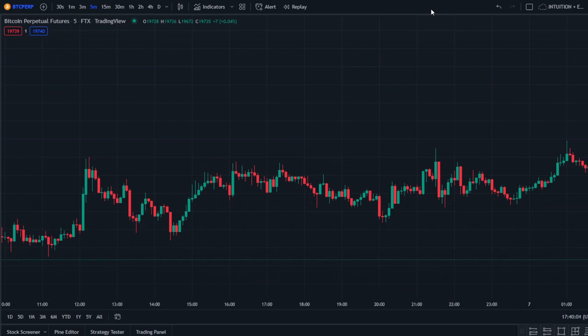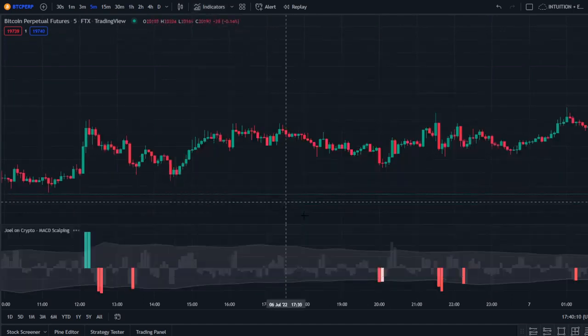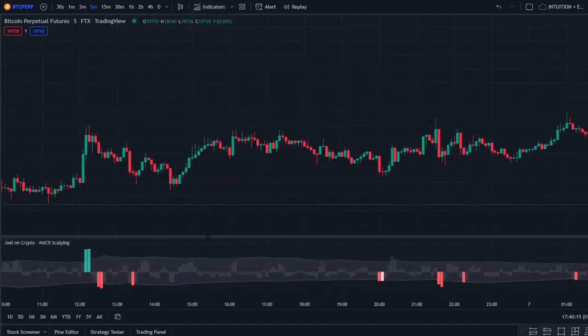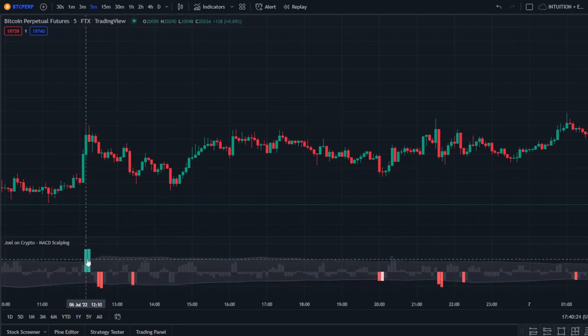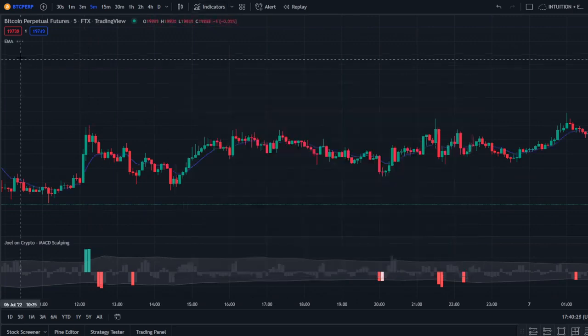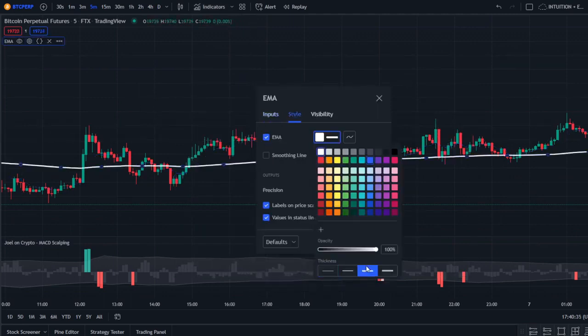But anyways, I'm going to show you the new script that Draws on Crypto just released. If you search Draw, this is the MACD scalping script. Basically what it does is it tells you the MACD upticks. When there's a big red MACD uptick, it'll be highlighted in red, and if there's a big green MACD uptick, it'll be highlighted in green. Together with this, what he uses is the 200 EMA. So you want to input the EMA, change it to 200, and you can change it to any style you like.